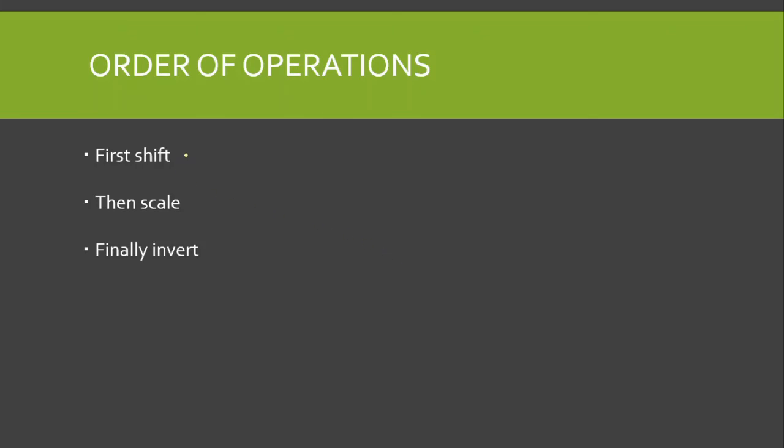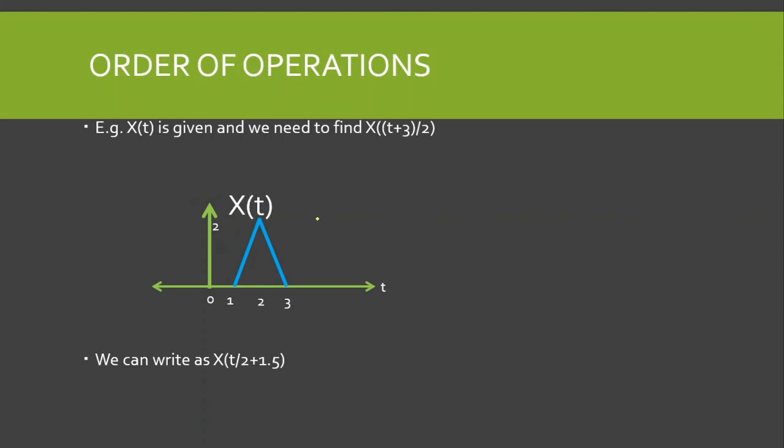For that, first we need to do the time shift, then we need to do the time scaling, and finally we need to do the time inversion or time reversal. We can understand this by an example. For example, the x of t signal is given, which is this thing. We need to find x of (t plus 3) divided by 2.